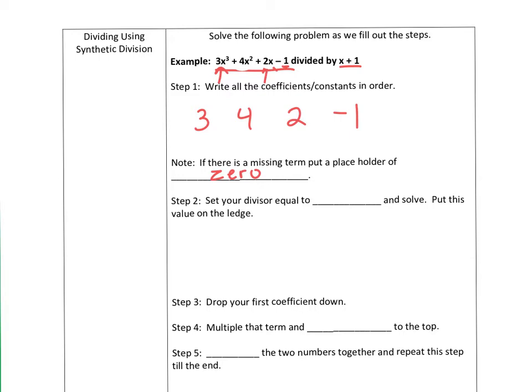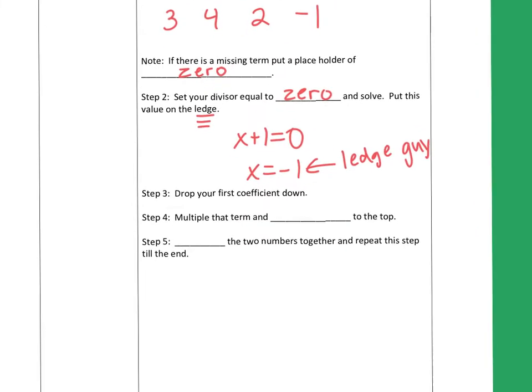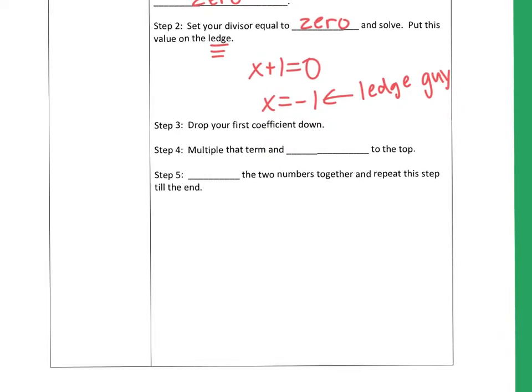Next step is to set that divisor, which is what we're dividing this function by, which is x plus 1, set that equal to 0 and solve, okay? And then this is going to become what we call our ledge value, okay? So when I take that x plus 1, my divisor, I set that equal to 0, and I just get x equals -1. So this is what you're going to hear me call my ledge guy, okay? Ledge term, ledge guy, whatever you want to call it, okay?